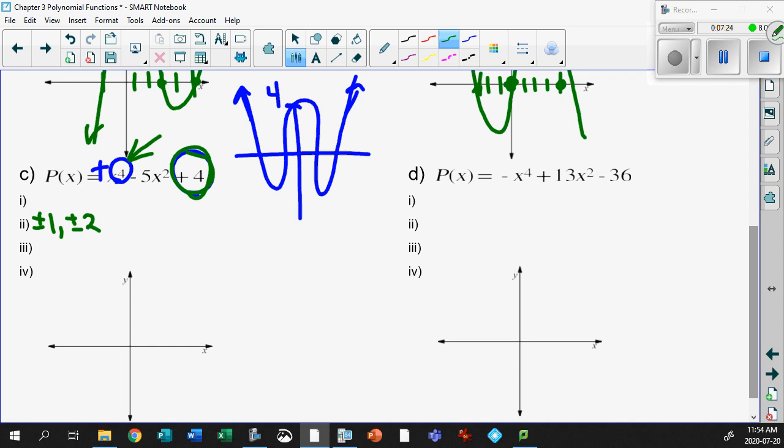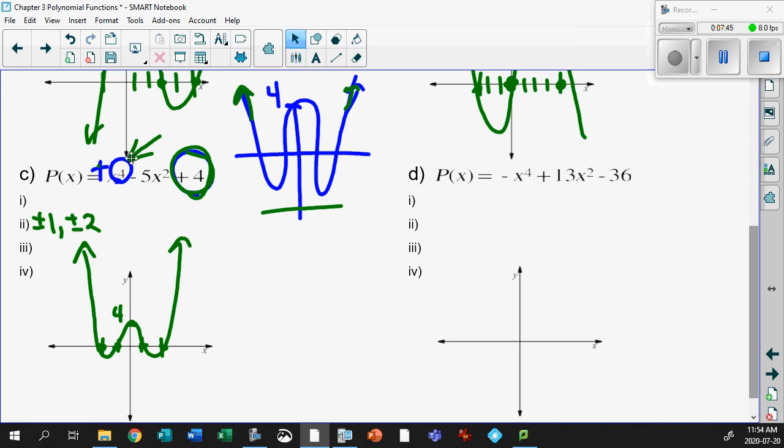So my roots are plus or minus 1, plus or minus 2. And that's 4. So being that this is positive, you know that that's going up, and let's put the roots in there. 1, 2, 1, 2. There you go. There's our nice little 4 right here. And this is going to come down, come up, come down, and come up, and predicted just like we did here. Beautiful. Let's keep on going.